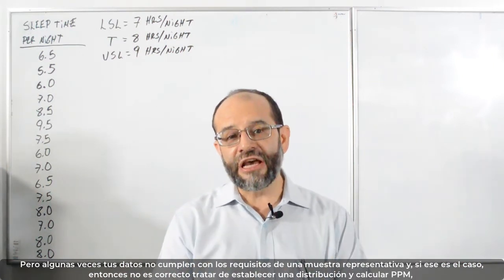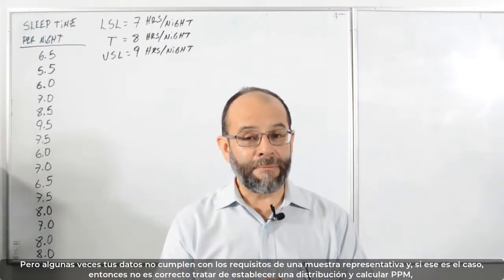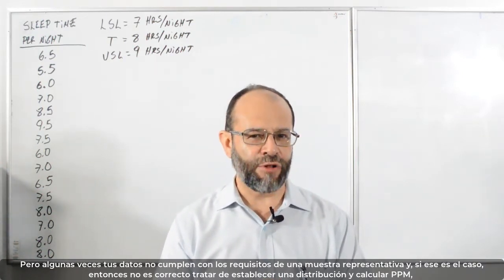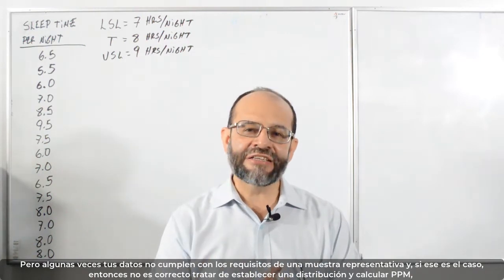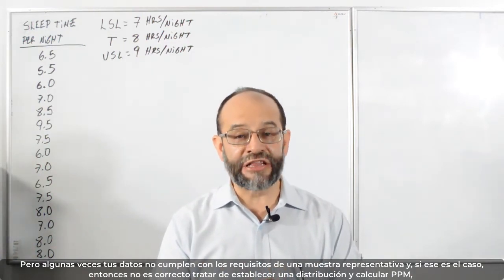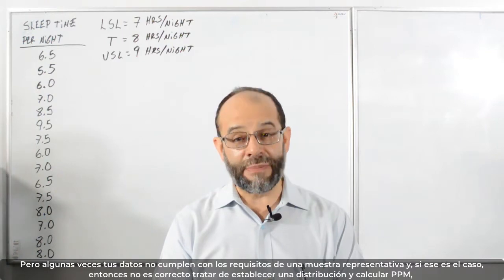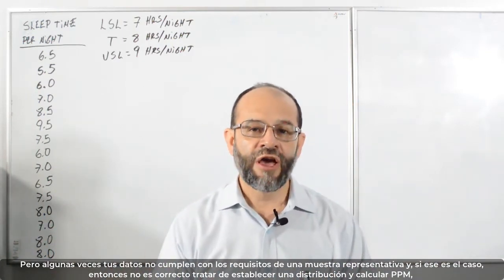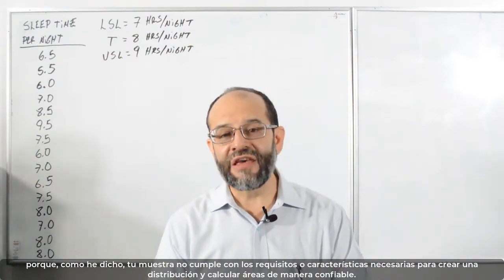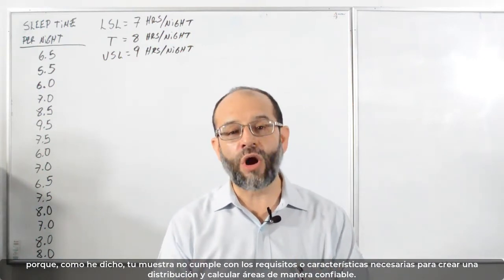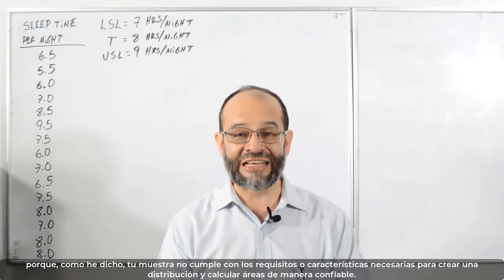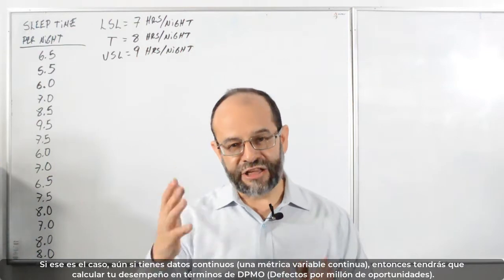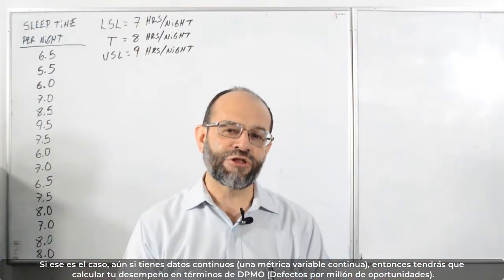But sometimes your data is not meeting all the requirements to become a representative sample. And if that is the case, then it's not accurate, it's not correct to calculate PPMs and to try to establish a distribution and so on and so forth, because again, your sample maybe is not meeting all the characteristics necessary to be reliable to create a distribution and calculate areas and all of that.